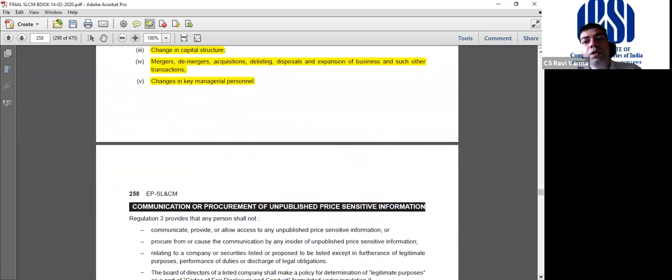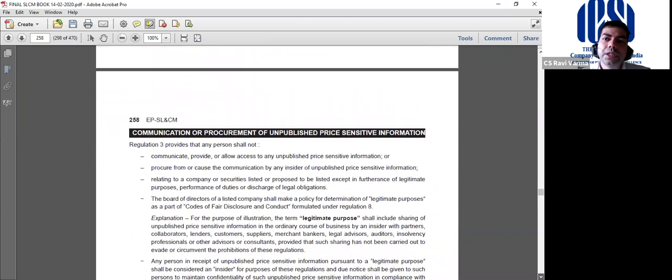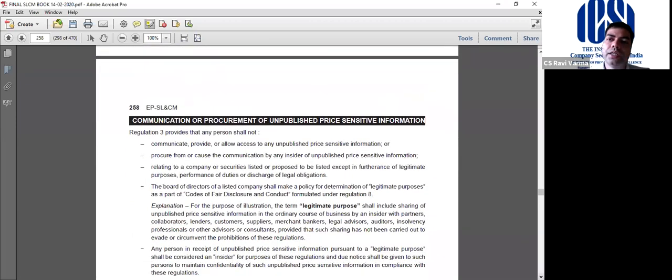Now, what does the SEBI regulation say? SEBI does not only bar trading. Earlier, the SEBI prohibition of insider trading regulations was 1992. Now it has been amended and the regulations are more stringent. They not only bar trading, they also bar communication and procurement of unpublished price sensitive information.